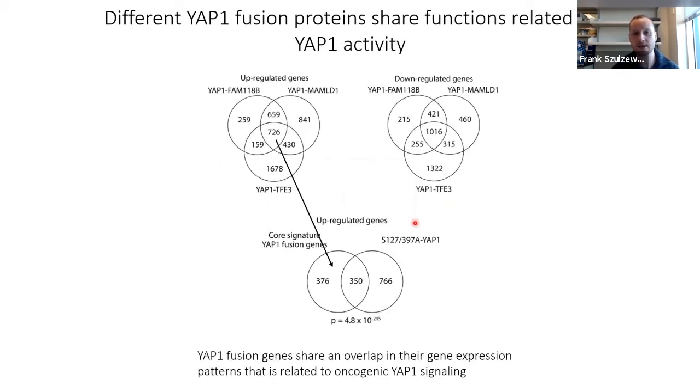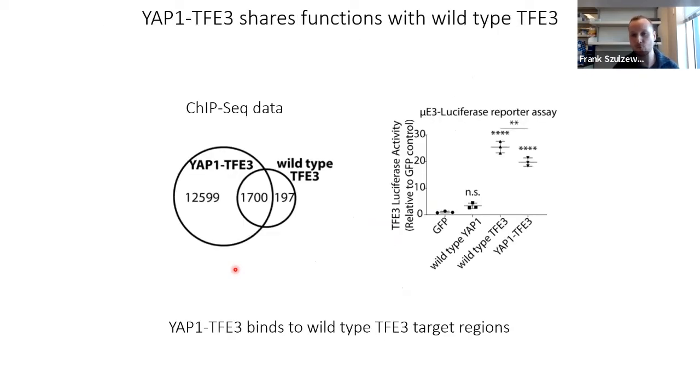And when we look at the gene expression changes activated by these fusions and we overlap them, we can see that there is a large overlap between all of these 3 gene fusions. And when we compare that to the signaling from 2-point mutant YAP1, we can see that it's highly enriched, showing that what is similar between these gene fusions is YAP1 signaling. But then it's not just YAP1 signaling for these fusions.